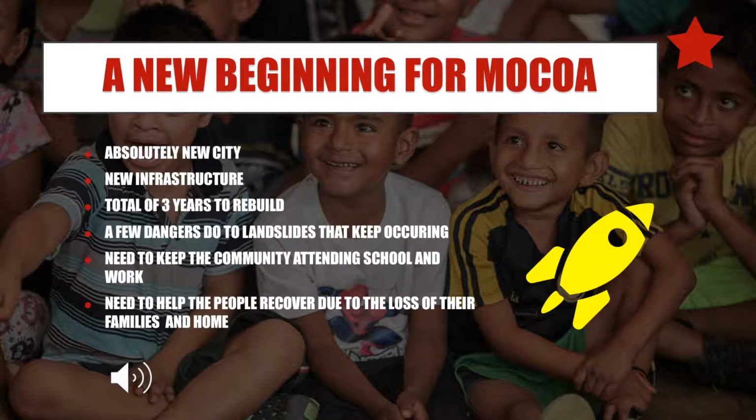After the money was well used, an absolutely new city was in the plan. We have new infrastructure, we have new bridges, new roads, new everything. This was supposed to take 3 years, but due to corruption and a few other factors like landslides that kept occurring, it's been 4 years and the city is still under development.